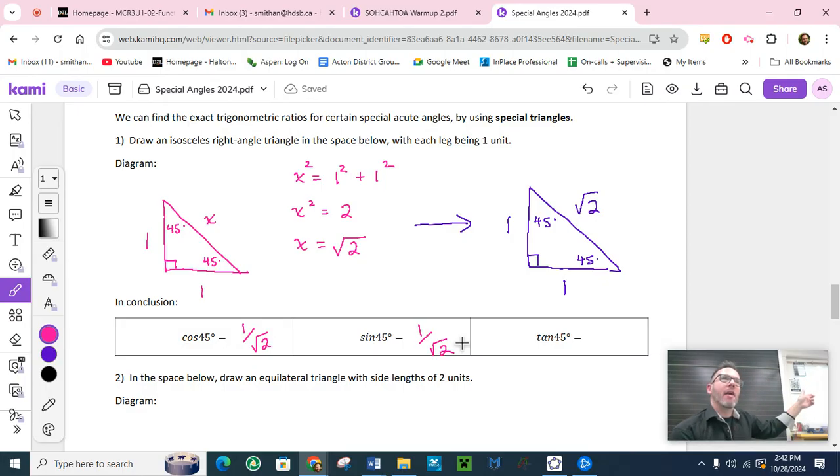And then what's the exact value for tan 45? The opposite, Graham? It's 1 because the opposite side is 1 and the adjacent side is 1. You just get 1. I might add just in brackets here, where did that come from? It's because 1 over 1 is equal to 1.